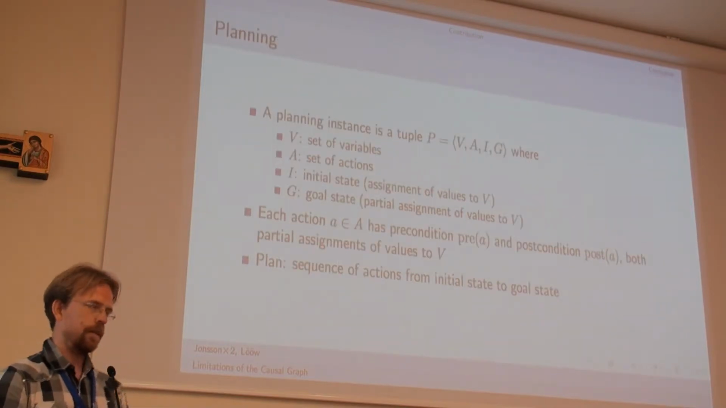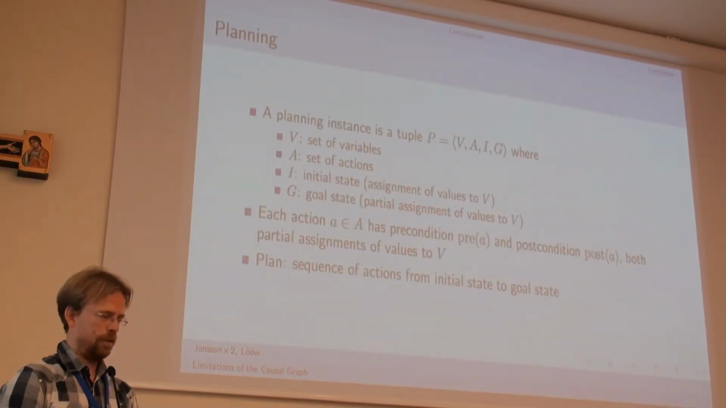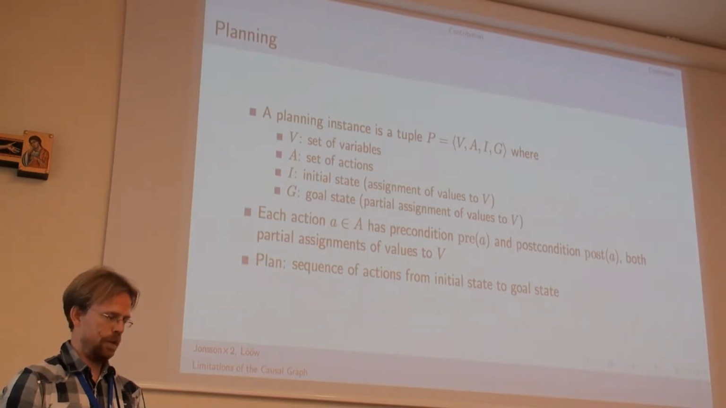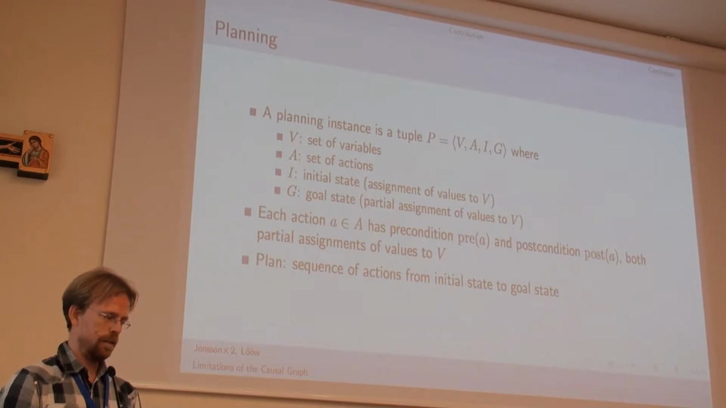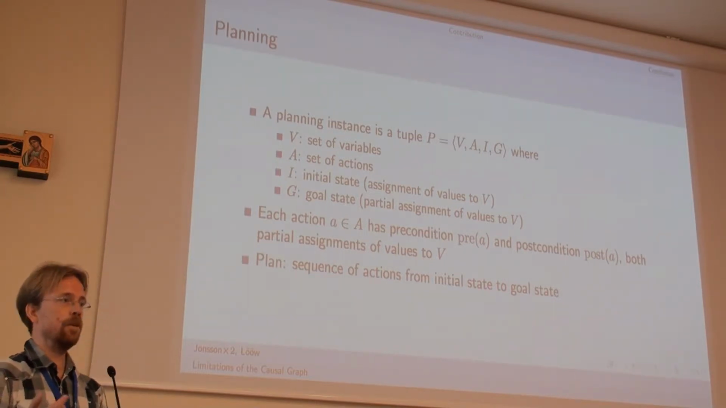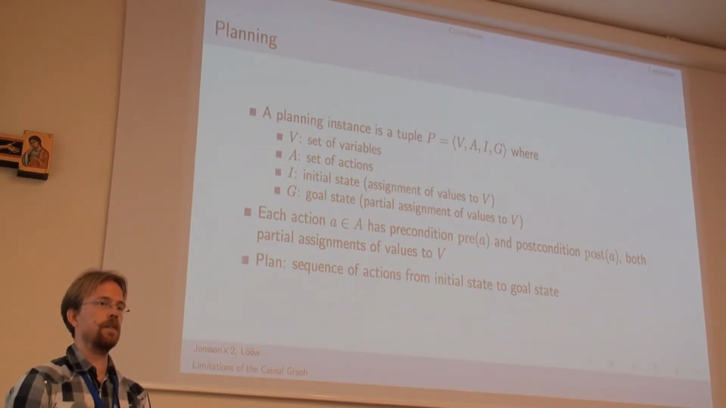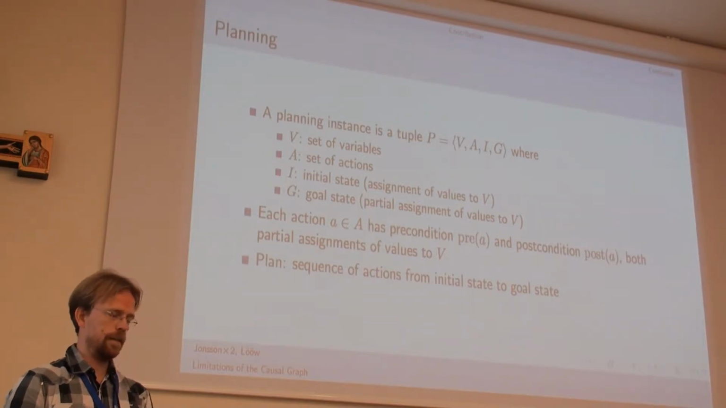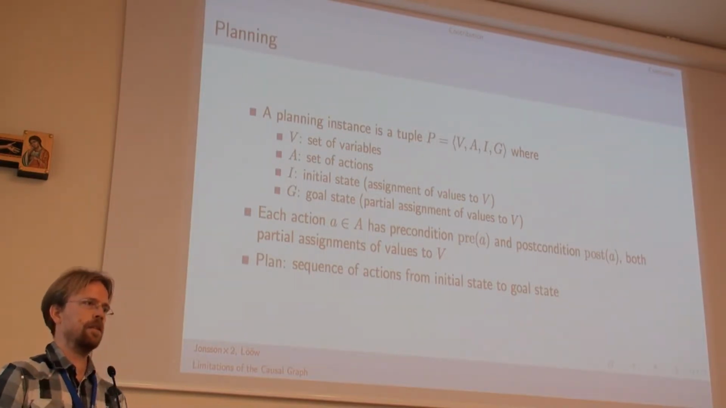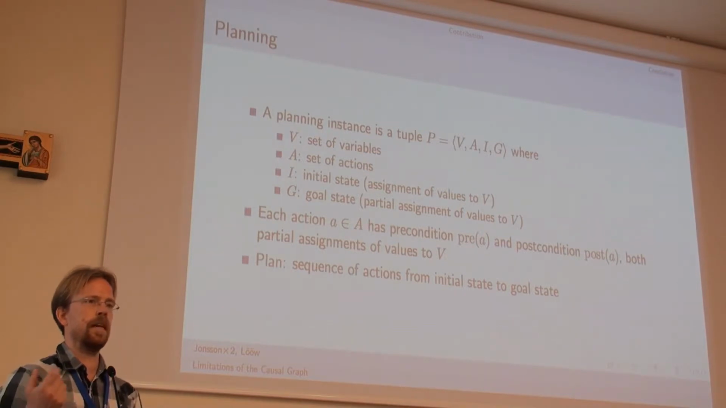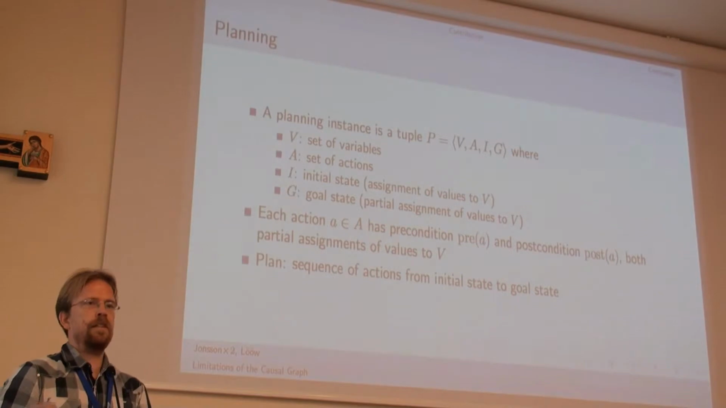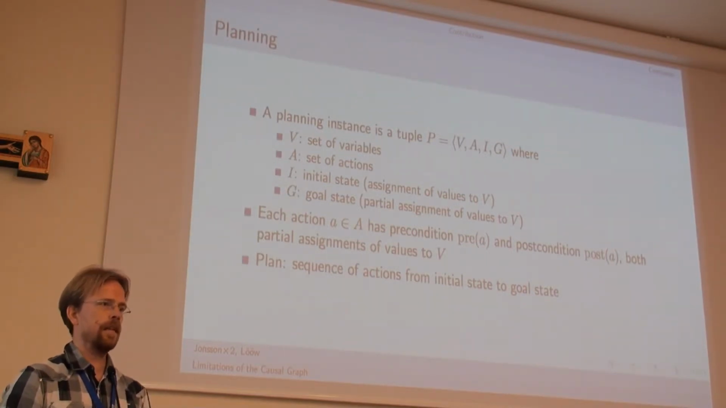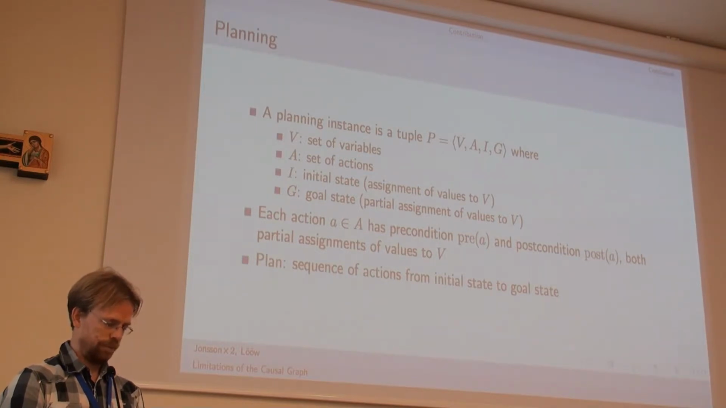So I assume most of you are familiar with planning. We studied the typical planning problem where you have a set of variables, a set of actions, an initial state and a goal state. We're going to look at both STRIPS planning where the variables are binary, and the extension which is called SAS+ planning where variables can have multiple values. And we're doing classical planning, so we're interested in just finding a sequence of actions from the initial state to the goal state.